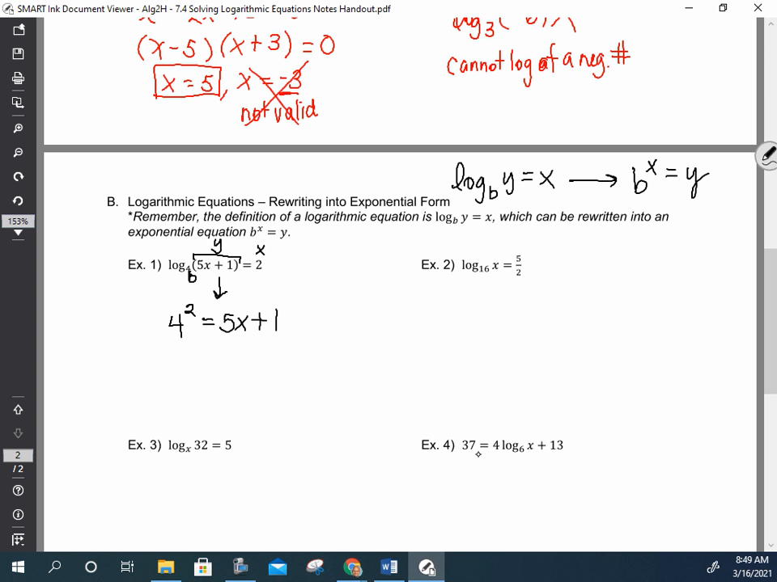That's a pretty simple equation to work out. So 16 equals 5x plus 1. Subtract the 1. Divide by 5. So x equals 3, done.